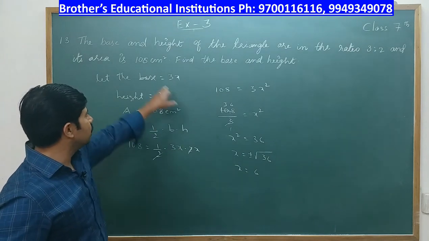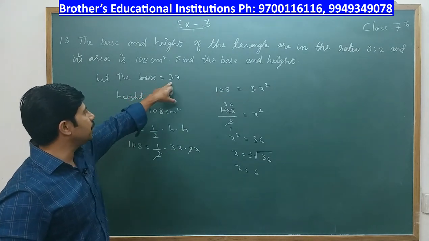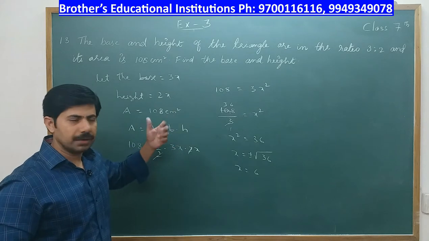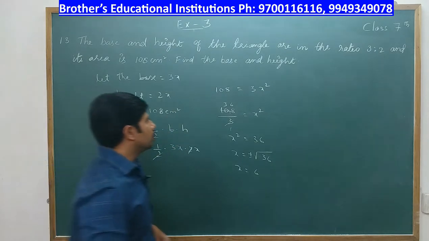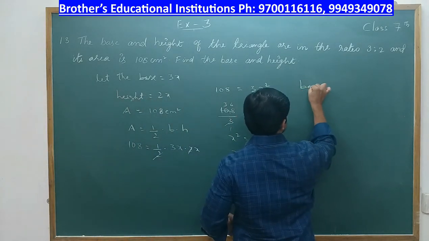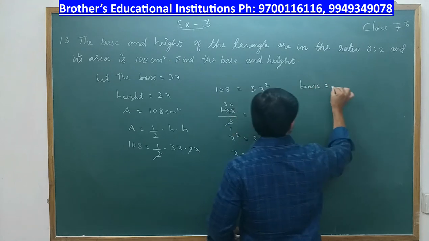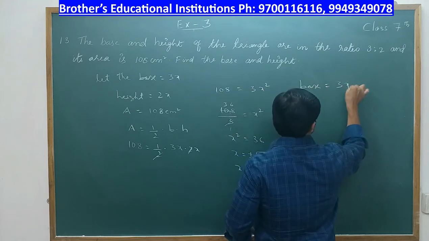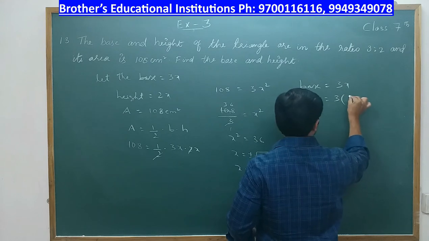After getting x is equal to 6, I will substitute in base 3 into x, that x value 6. We get the base and then we will substitute for the height. So what is the base of a triangle? Base is nothing but 3x. So that is 3 into 6.